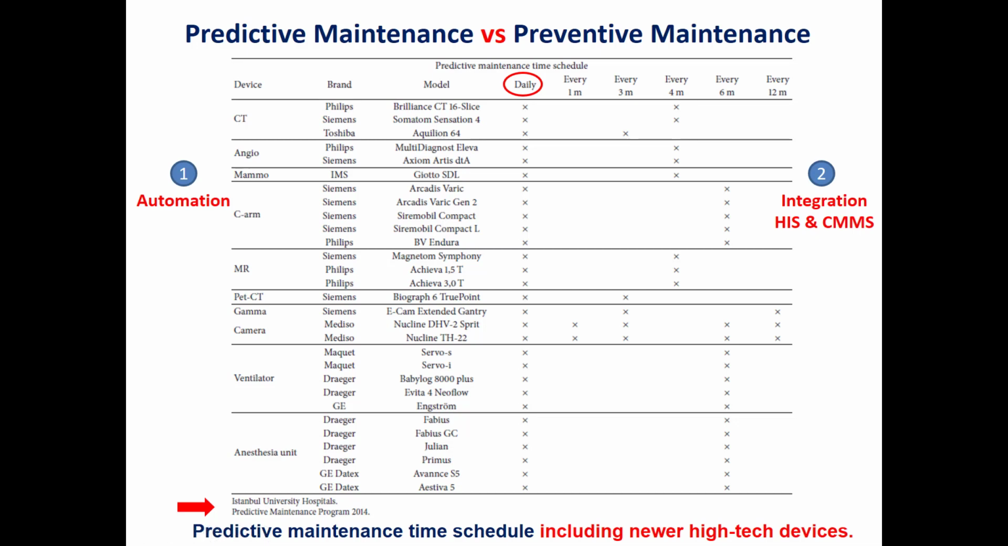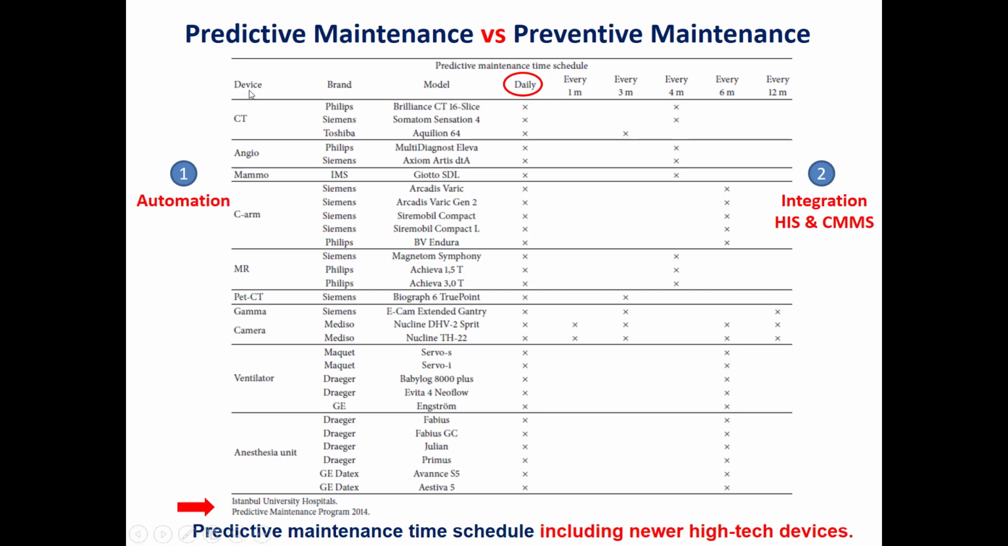So predictive maintenance is a better choice. It's more cost effective and more reliable than preventive maintenance, which is only based on a period without taking into account the conditions of the components in each device.